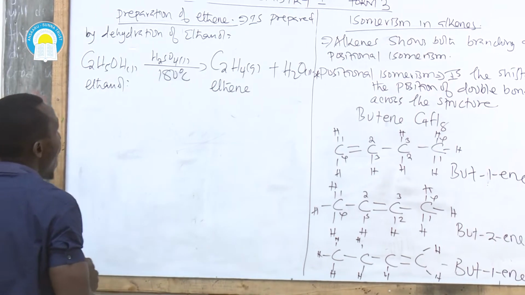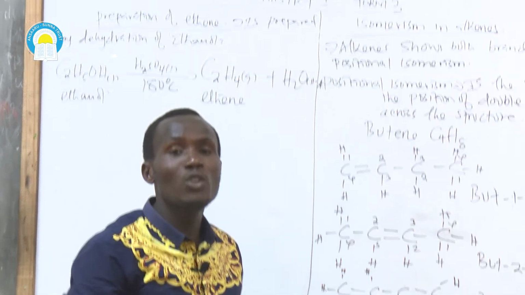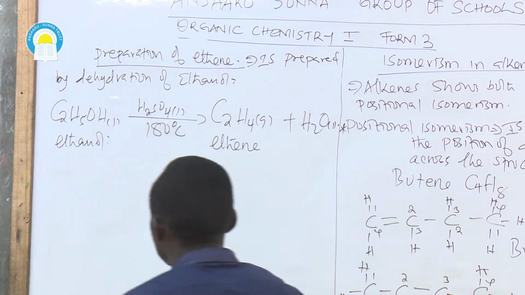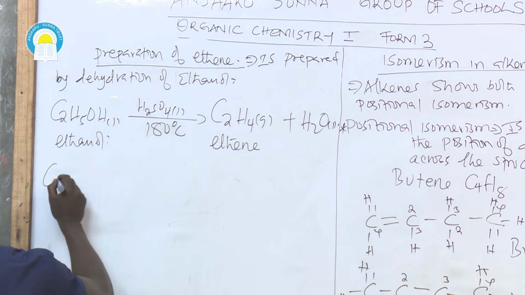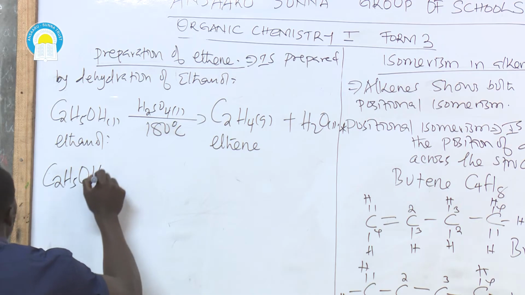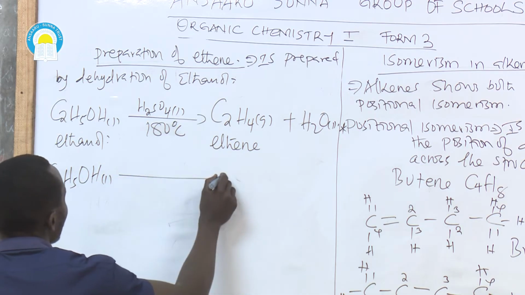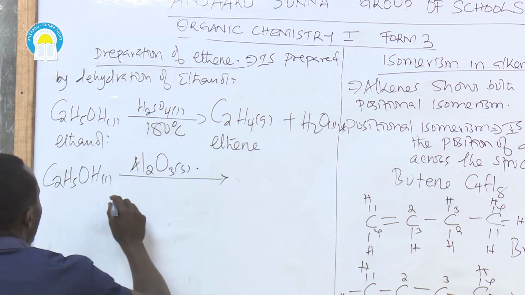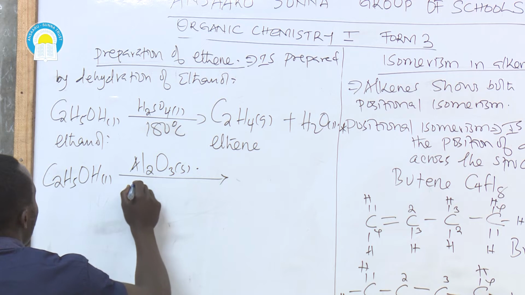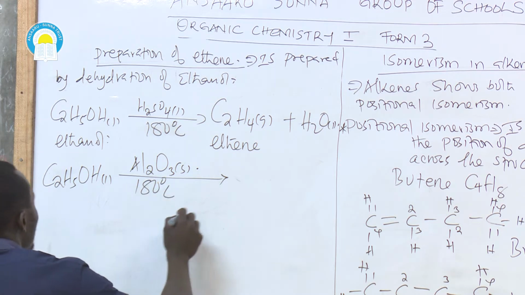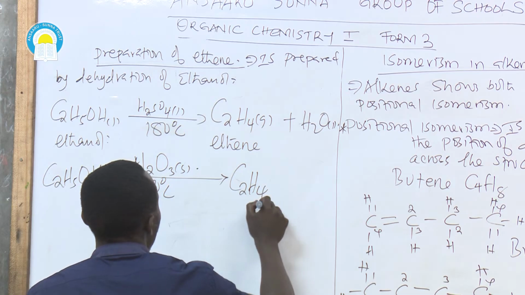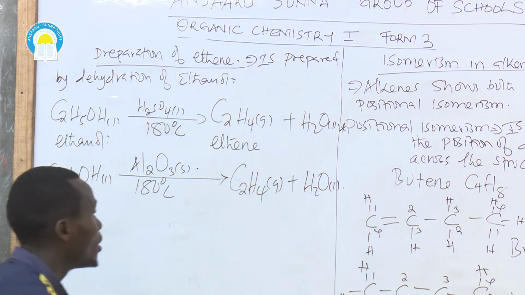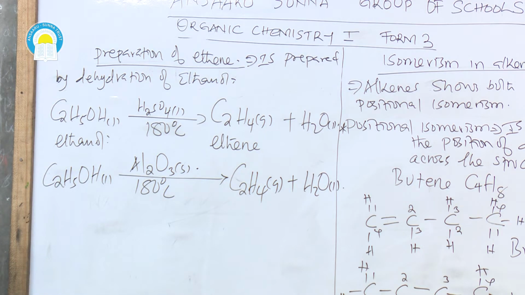So we have said that apart from concentrated sulfuric acid being used as a dehydrating agent, we can also use aluminium oxide. So which means we have C2H5OH liquid. We use Al2O3 solid and a temperature of 180 degrees Celsius, giving us C2H4 gas plus H2O liquid. So that's the product that's going to be obtained. We have already prepared ethene.